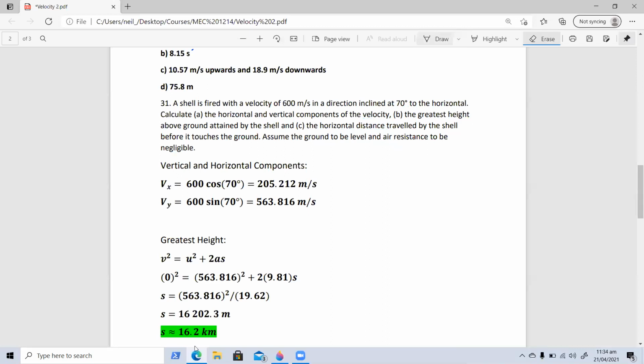All right. So the first thing, part A, the vertical and horizontal components. The velocity is 600 meters per second, inclined at 70 degrees. So velocity as a vector, let's draw that. 600 meters per second, at 70 degrees. Now remember from last semester, we can break any vector down into vertical and horizontal components. So we can do that here.